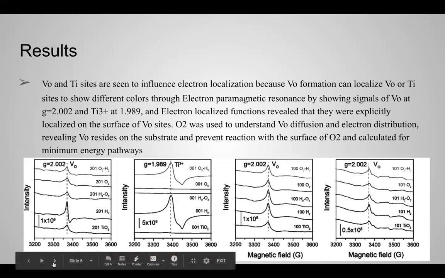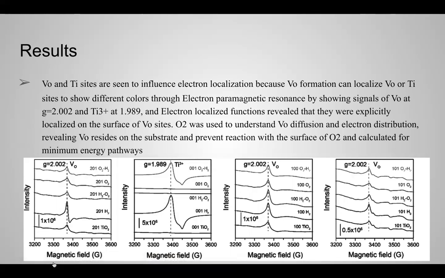So what they found, one of the results they found among many, is that VO and the titanium sites have an influence in electron localizations due to the VO formation that can localize at VO and titanium sites to demonstrate different colors of electron paramagnetic resonance by the signals of VO that is given. For example, the g is equal to 2.002 and titanium is at 1.989. What this revealed is that they're localized on the surface of VO sites.